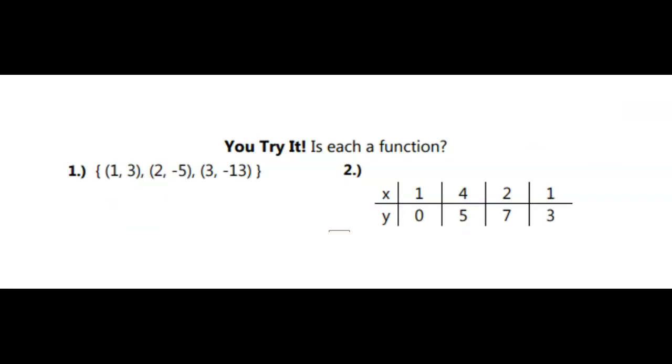Okay, so what did you get? First example shows an ordered pair, and if we look quickly at our x's, every single one of our x's are different. This is a function. If we look at the next one, we have a nice little table. We're going to look at our x's and make sure we don't have any repeating x's. And notice I got 2 x's that are repeating. Not a function.